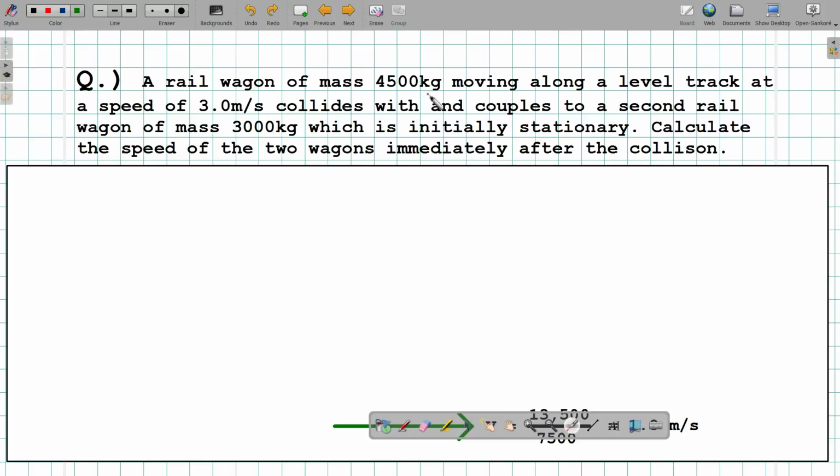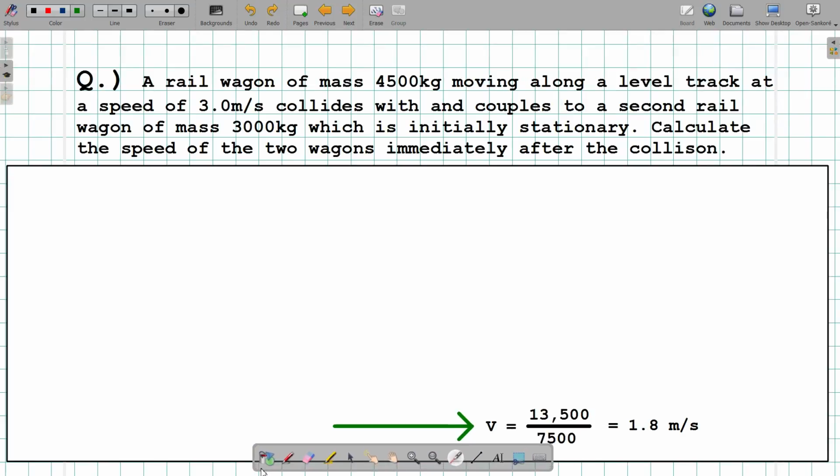So what you've got is the mass, and the speed at which this first wagon is moving initially, so by that you can calculate its momentum. And you've got the second rail wagon of mass 3,000 kilograms, which is stationary, so you can assume it's going to have a velocity of 0. So you can calculate the momentum of that one as well. So now you can calculate the speed of the two wagons immediately after the collision, after they've coupled, meaning they've become one object almost, because they're now stuck together. I'll give you a second to pause the video, try and answer that, and then I'll come back.